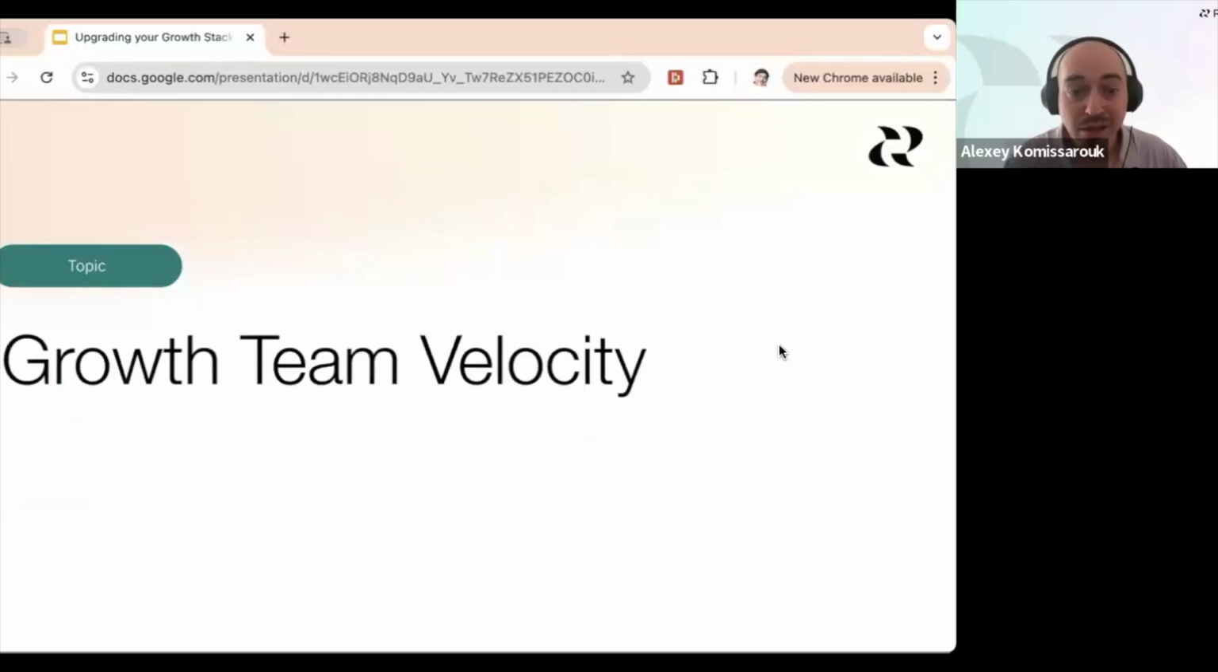All right. Let's talk about velocity, right? Because there's this dream with AI that all of a sudden either engineers will become much faster, or we actually won't need engineers. And I'll address both of those.